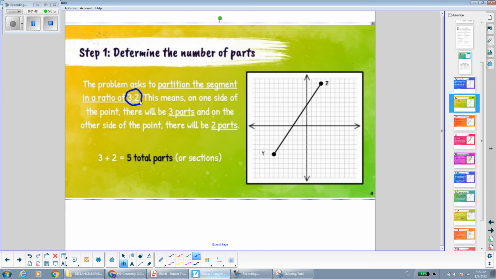So our first step is to determine the number of parts that we're going to split this line segment into in total. Since there's a 3 to 2 ratio, there's going to be 3 parts on one side and 2 parts on the other side of the point. So in total, that will be 5 parts: 3 plus 2 equals 5 parts. If it's given in ratio form, all you have to do is add the 2 parts of the ratio together, and that will tell you the number of sections we're going to be dividing the line segment into.